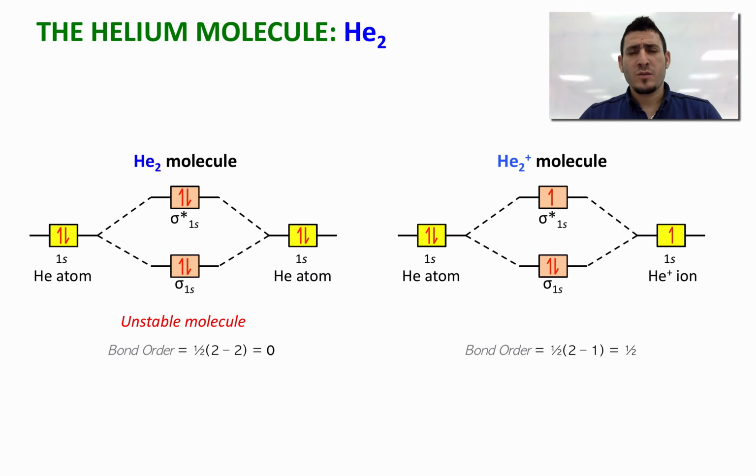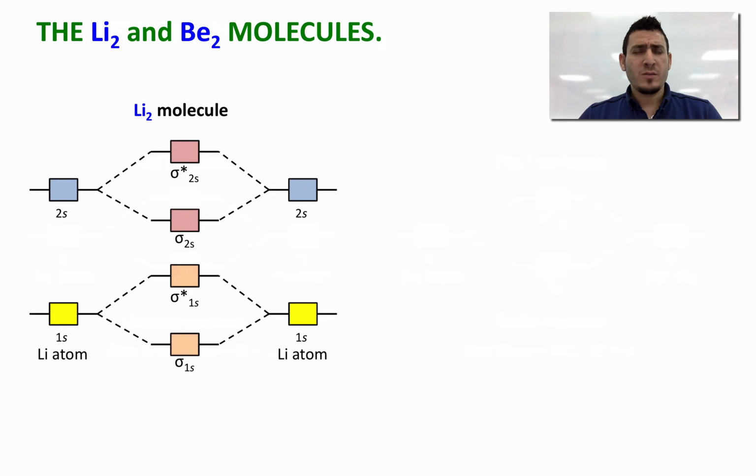Now, as I mentioned before, any bond order higher than 0 means that the molecule or the ion can form and it's stable. So we can see that He2 plus is a stable molecule at the gaseous state. Now in a similar way, I can further extend this to period 2 elements and look at Li2 and Be2. Let's first check if the Li2 molecule is a stable molecule or not.